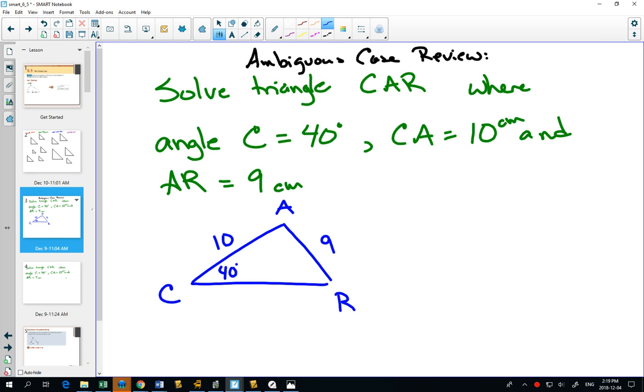Is this the ambiguous case? This is review, so you should know it already. Yes. Hmm? I was doing my quiz while you were doing this. Okay. Yeah, I guess. Oh, yeah.